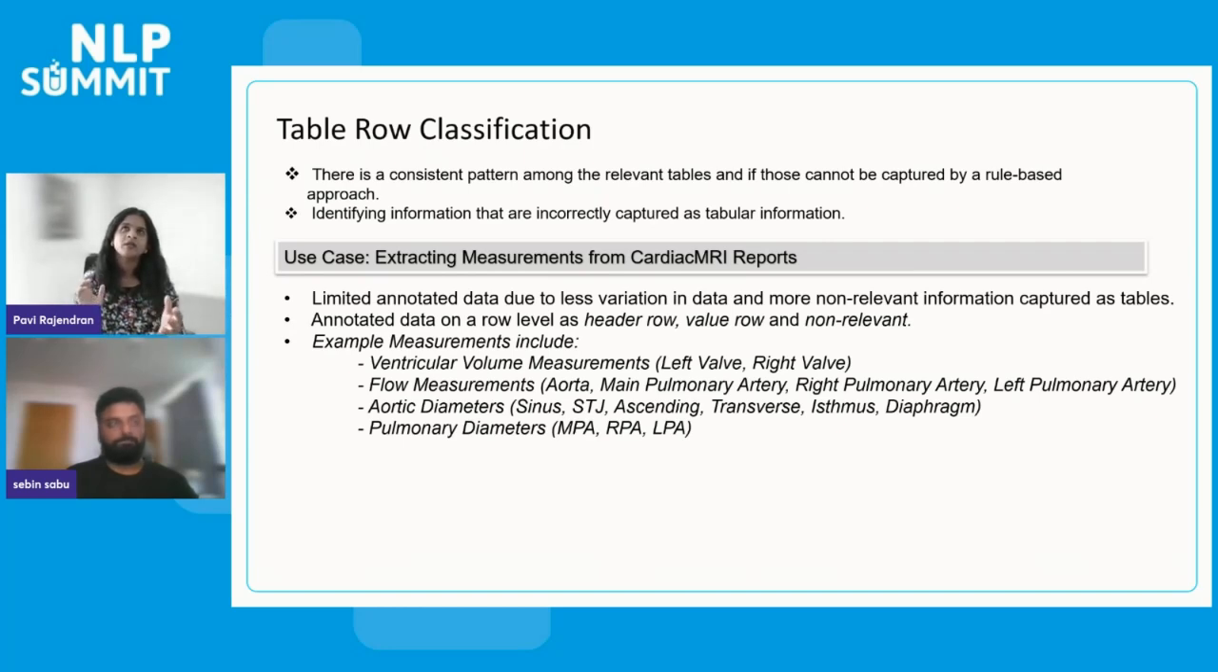Each table, sometimes merged, would have a header value followed by the rows containing all the values or measurements. And we wanted to train a classifier using a very small annotated dataset, more of a few shot learning approach. We annotated each row in a table as whether it is a header row, a value row, or something that's been captured incorrectly. Just to give you a few examples, these tables contain ventricular volume measurements, flow measurements, pulmonary diameter. So lots of values, measurements and numbers that have to be captured accurately.